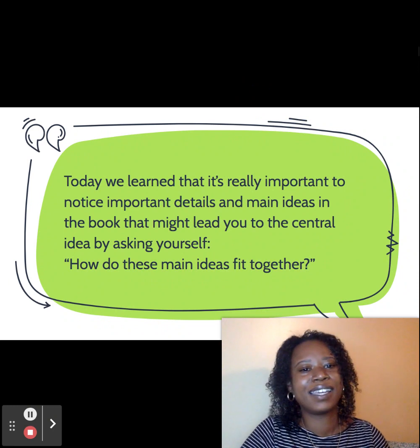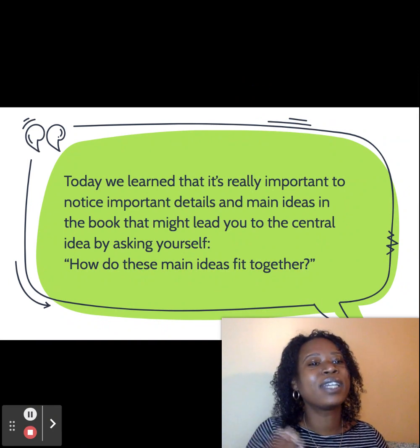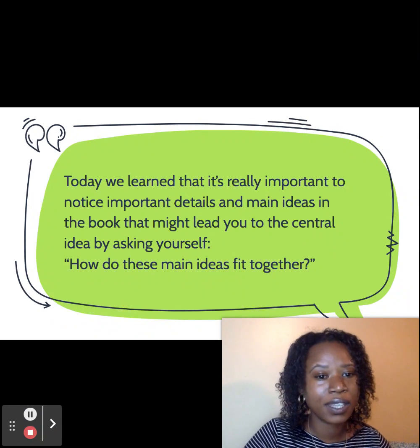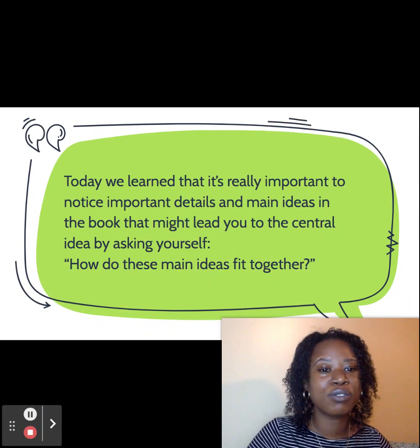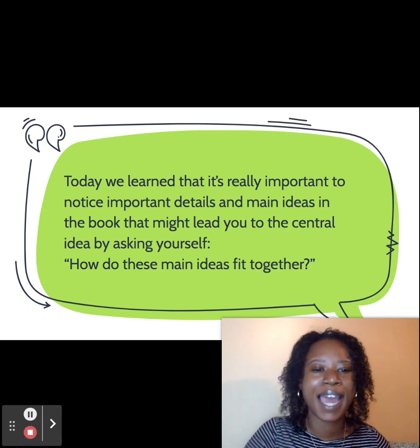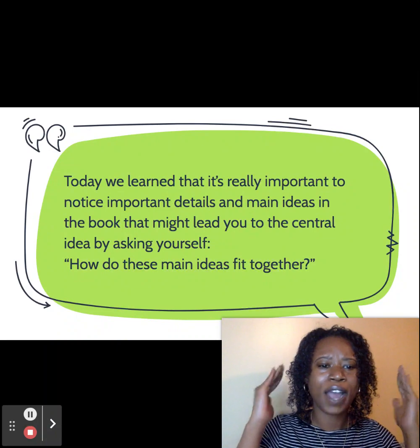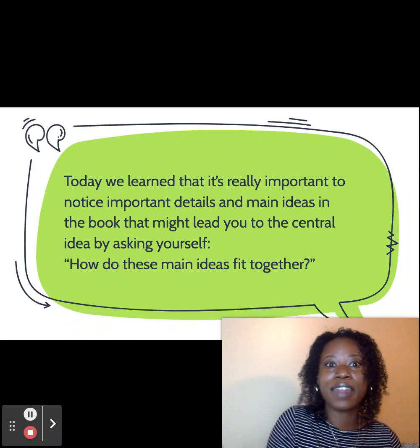So, again, today we learned that it's really important to notice important details and main ideas in the book that you are reading because they might lead you to the central idea. And you can do this by asking yourself, stop and think, how do these details or how do these main ideas fit together?